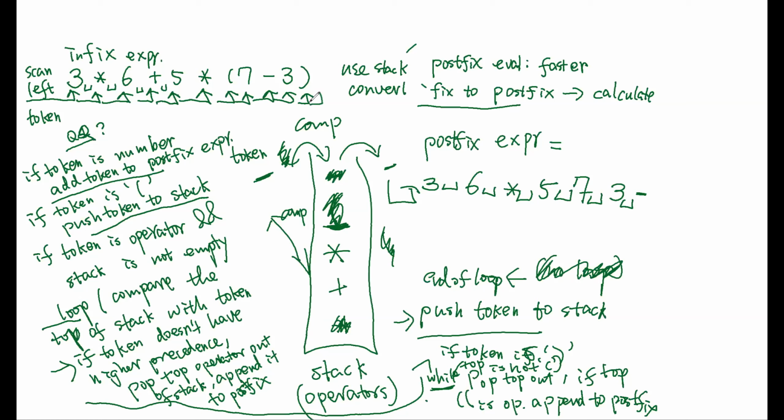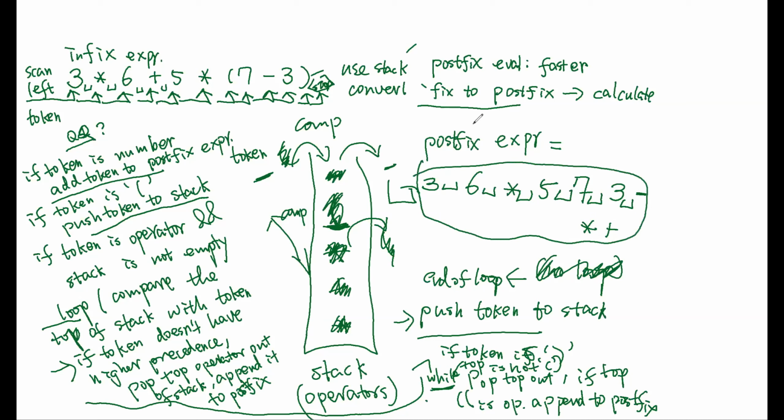Now I continue, and I need to stop because it's the end of the expression. At the end, you clean everything out from the stack. You pop everything out of the stack and append it to the postfix. So I pop multiplication out, I pop the plus out, and now the stack is empty. So this is your final postfix expression. That's this algorithm.